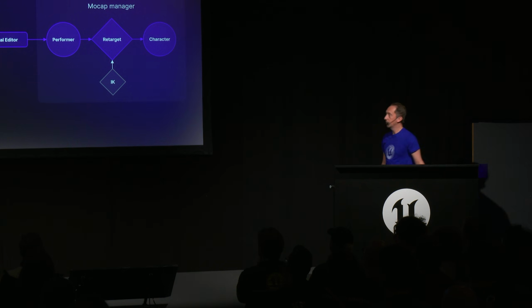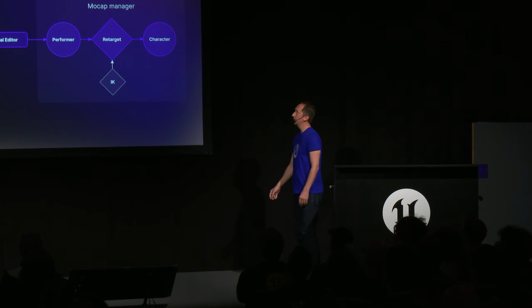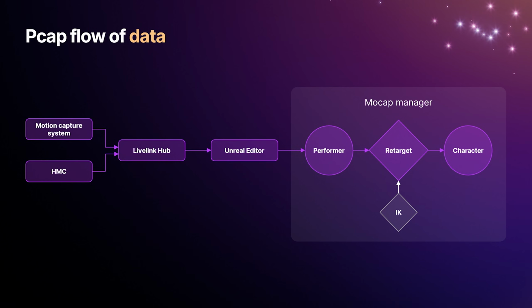Okay, let's quickly talk about how we get data through a mocap pipeline. So we've got a motion capture system and an HMC. We've discussed those. And then via LiveLink, which is our data protocol for animation, that data goes into LiveLink Hub. It can go straight into Unreal, but we'll just stick with LiveLink Hub as a centralized hub for a minute, and I'll show you why.